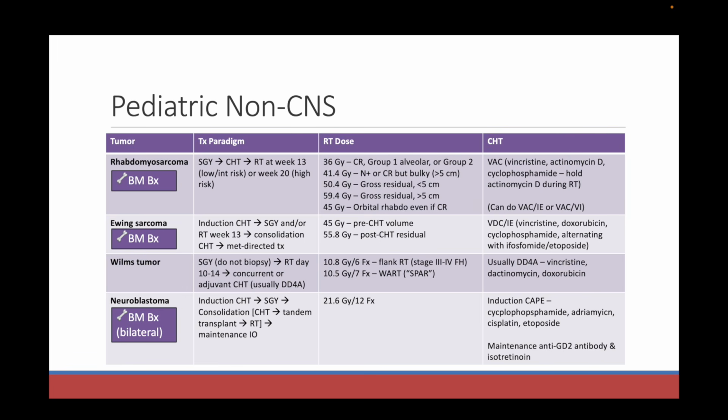And then if there's still residual at week 13 when you're starting radiation, you can boost that more to 50.4 to 54 gray. But at minimum, orbital rhabdo is going to get 45 gray. So those are the rhabdomyosarcoma doses.